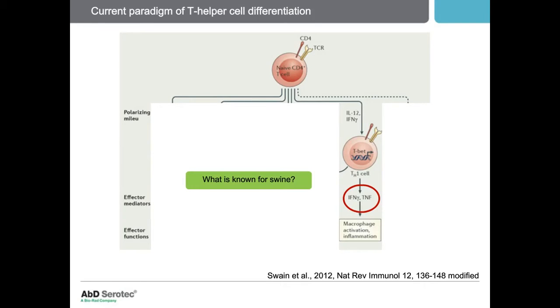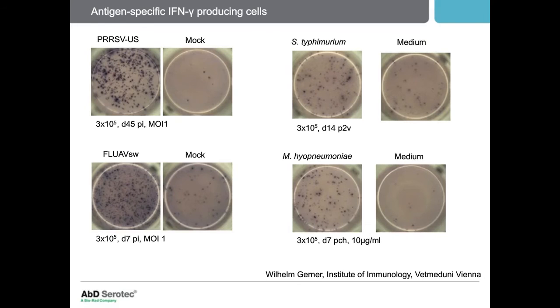So when you look now for the antigen-specific Interferon-Gamma producing cells, we use ELISpot assays. And here, 4 samples are presented. We have the immune response of Interferon-Gamma producing cells against PERS virus, the upper line, in comparison to mock control. We have the immune response against flu A, in comparison to the mock control, against Salmonella typhimurium and against M. hyo. And you see this especially in PERS infected or PERS vaccinated animals, a high frequency of Interferon-Gamma producing cells. The same do we have in flu A virus infected animals.